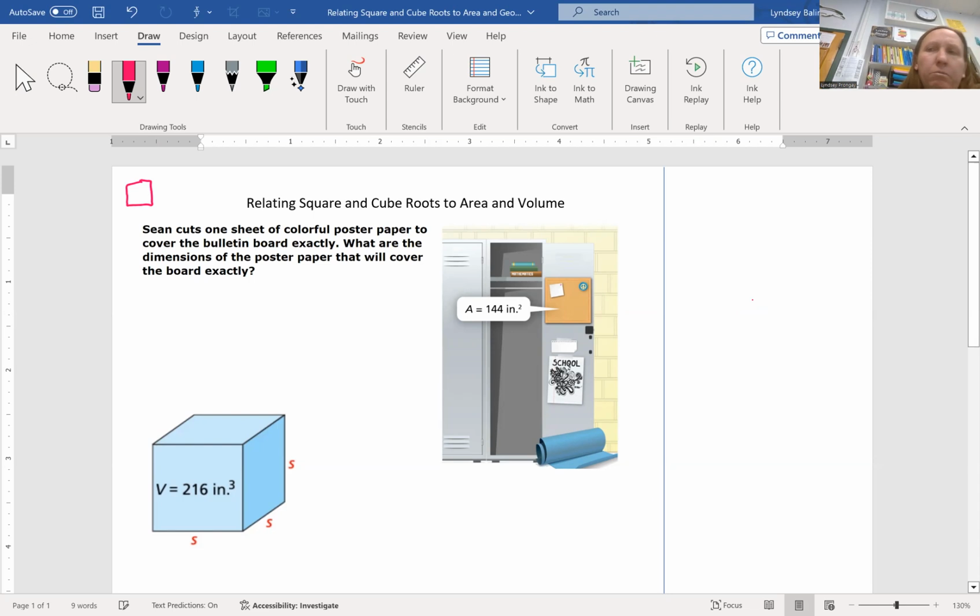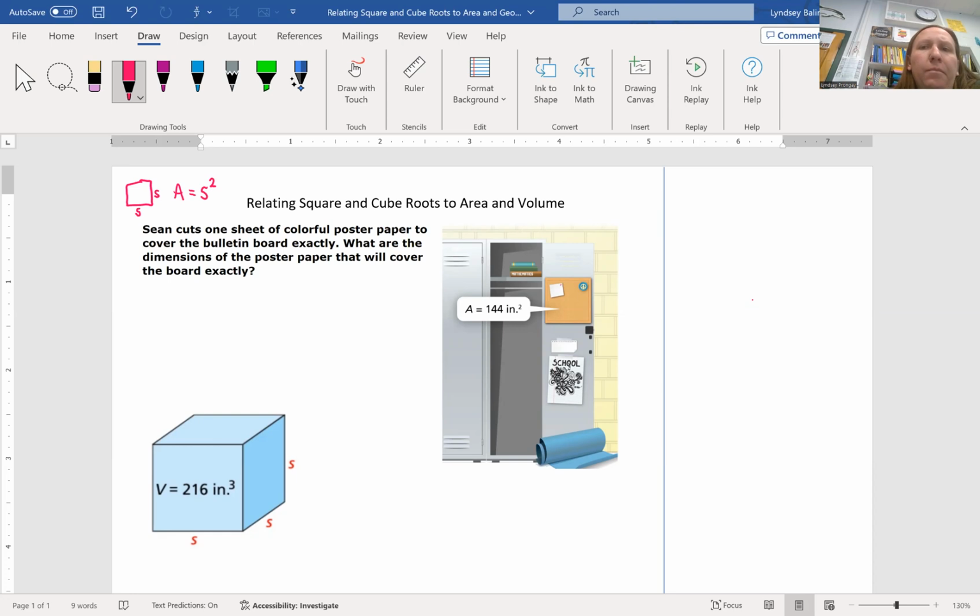Hopefully you remember that area of a rectangle is length times width. So if we have a square, the length and width are actually the same, and we'll usually call it S. So area of a square is going to be S squared.